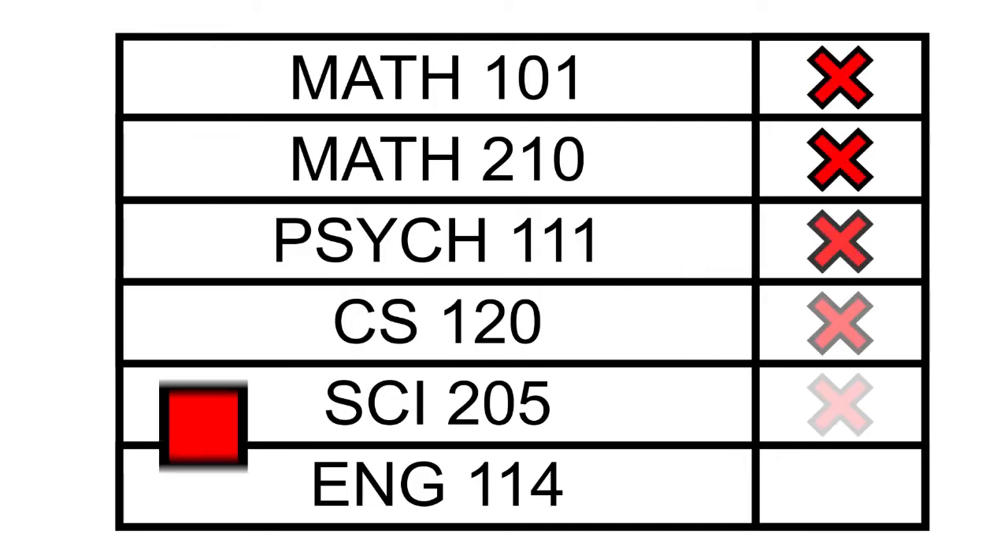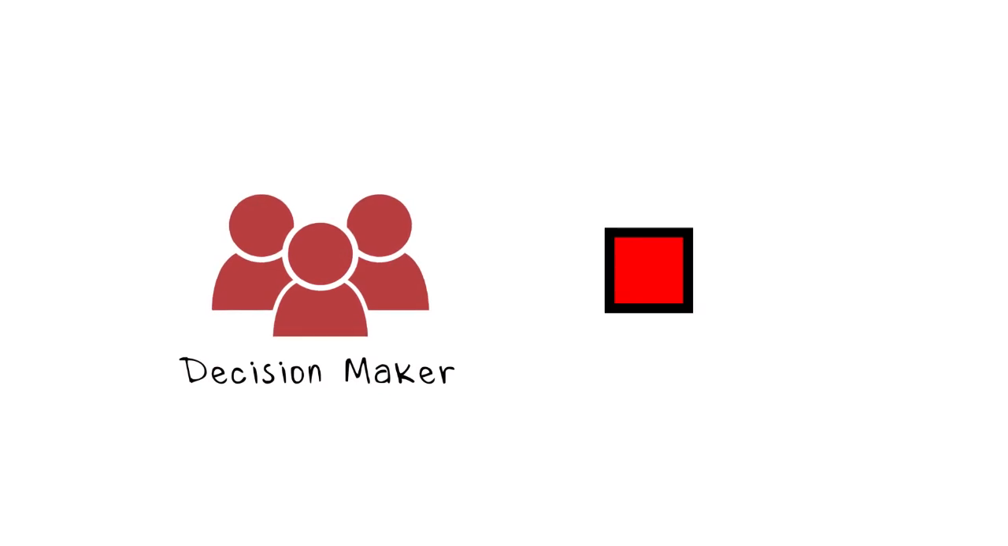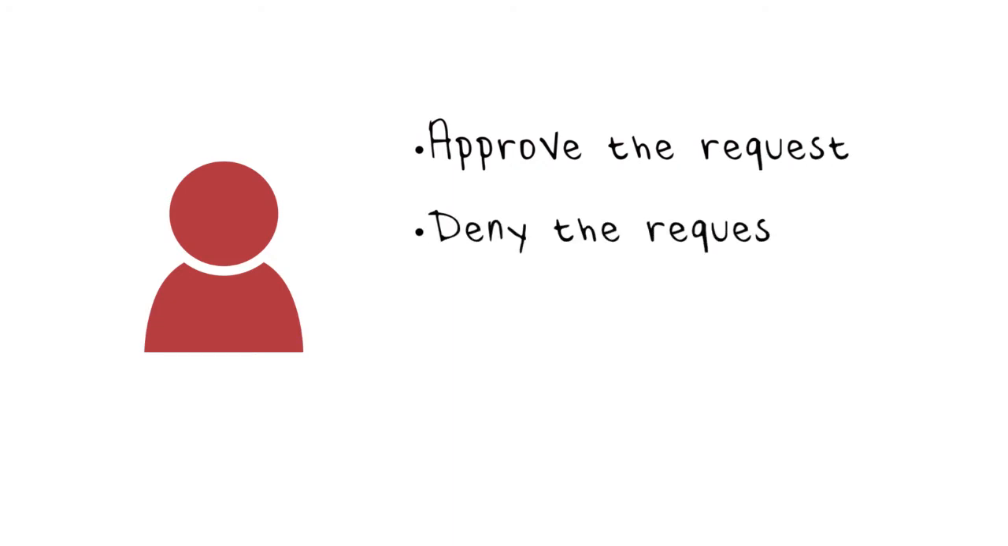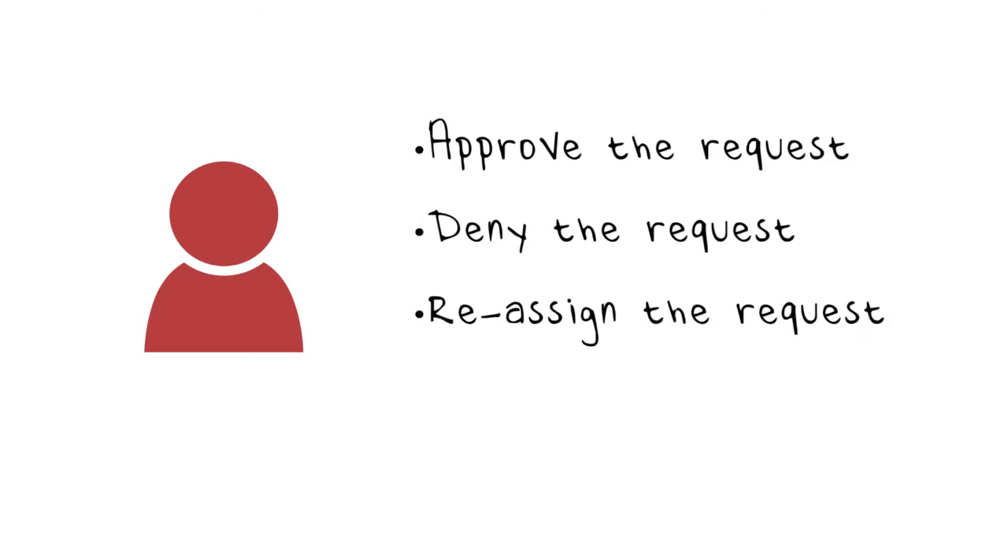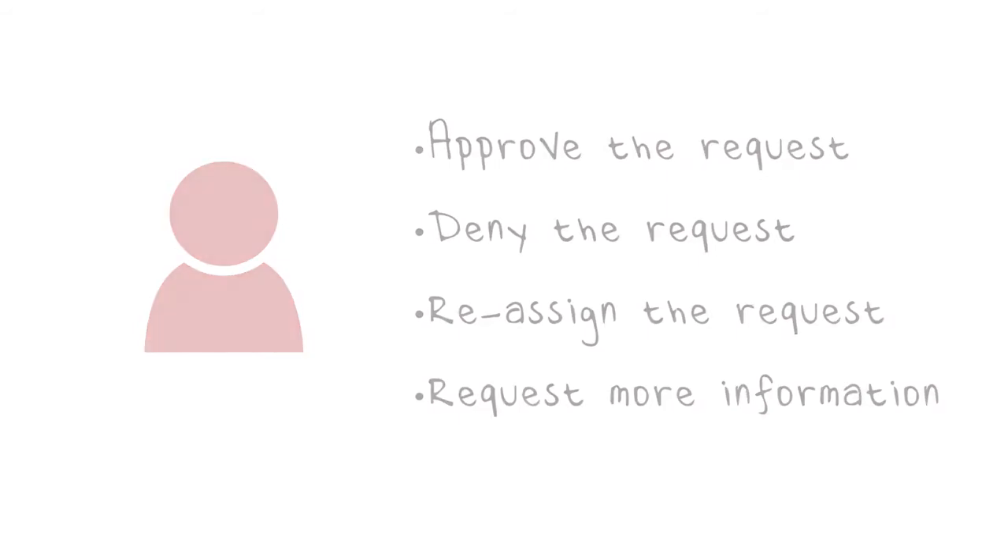If the request is not one that is pre-approved, it is moved in the workflow to a decision maker, typically the department chair or designee over the program where the required course is found on the student's degree audit. The decision maker has four options. They can approve the request, deny the request, reassign the request to another designee to approve or deny, or request more information from the student or another employee. Let's examine what happens when one of these options is selected.